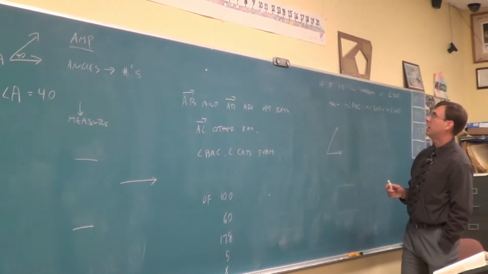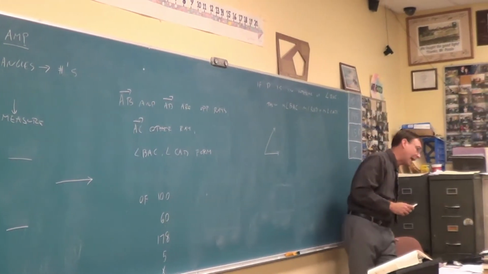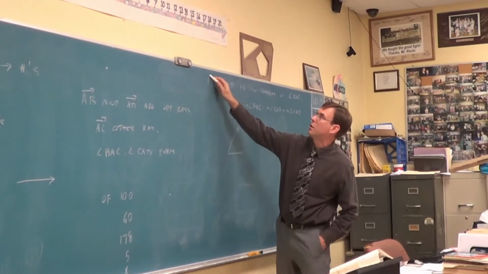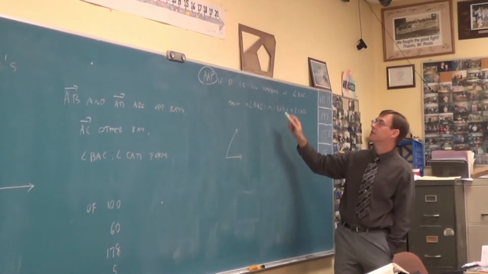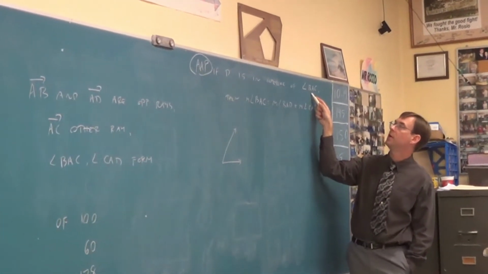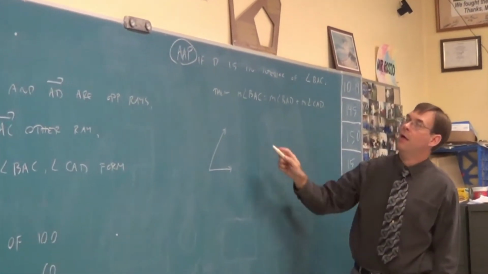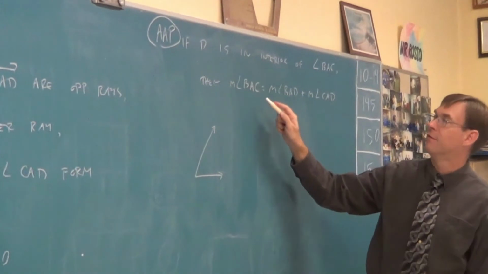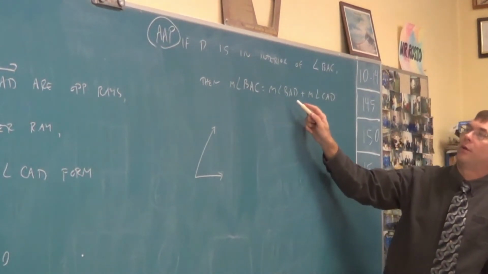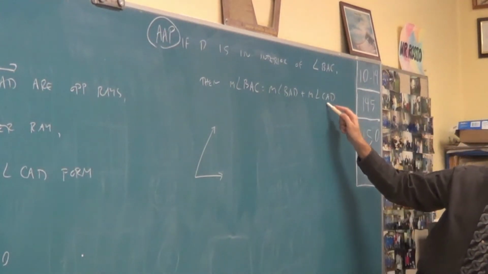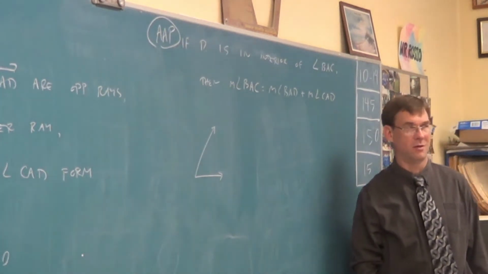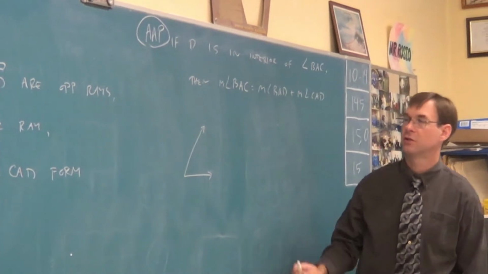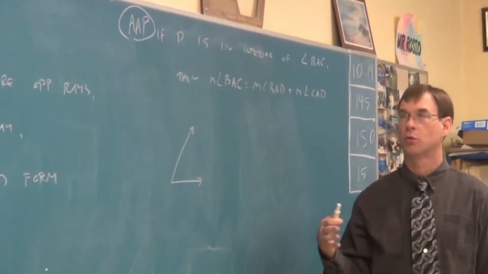So here I go this way. So here's the angle addition postulate the way it appeared on your quiz. If D is in the interior of angle BAC, then the measure of angle BAC equals the measure of angle BAD plus the measure of angle CAD. I would not suggest you try to memorize all those letters. What I would suggest you do is try to draw a picture and then just work it through.